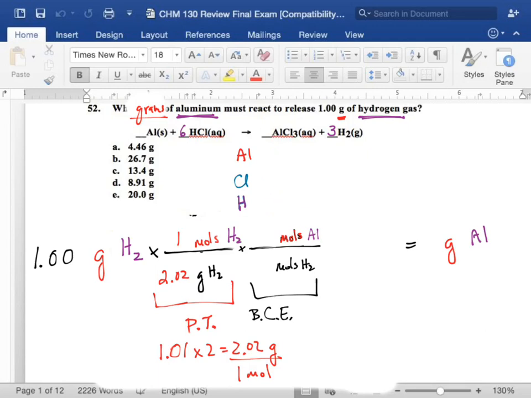Okay? Aluminum's on the left, aluminum's on the right: 1. Chlorine's on the left: 6. Chlorine's on the right: 3. Is that balanced? No. What do you need to do? Times it by 2 to make it 6. I need to put a 2 here.